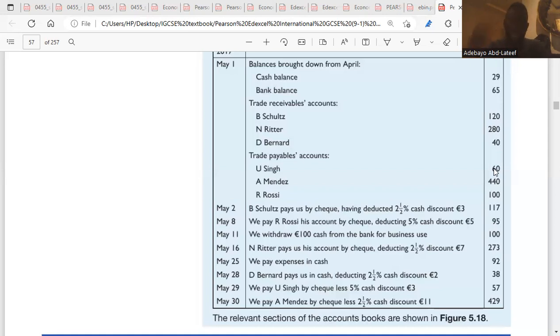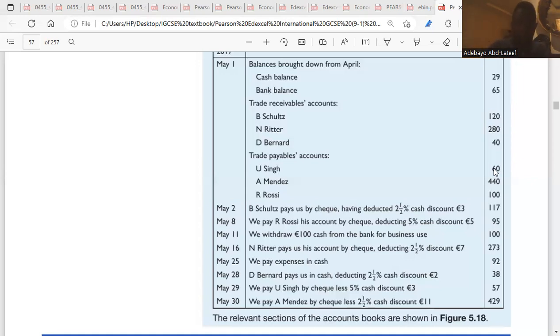As soon as we are done with the cash book, we have to prepare the ledger for the trade receivables. And as soon as we're done, we have to prepare a nominal ledger for the total sales. Same goes for our trade payables. We have to prepare a nominal ledger for the trade payables and the total purchases. So we start with the trade receivables. For the trade receivables, we have Shorts, Rita, and Bernard.